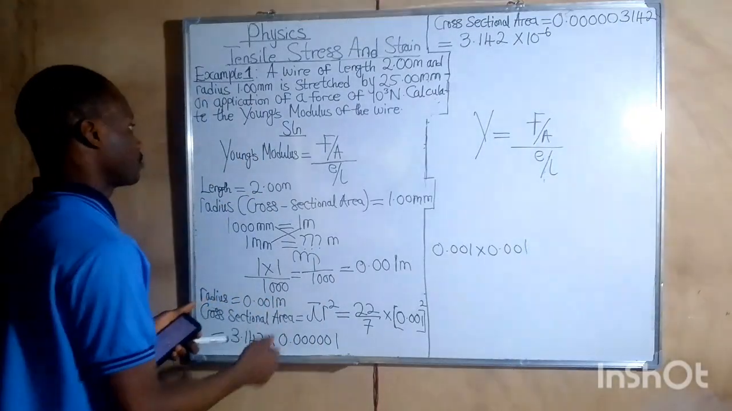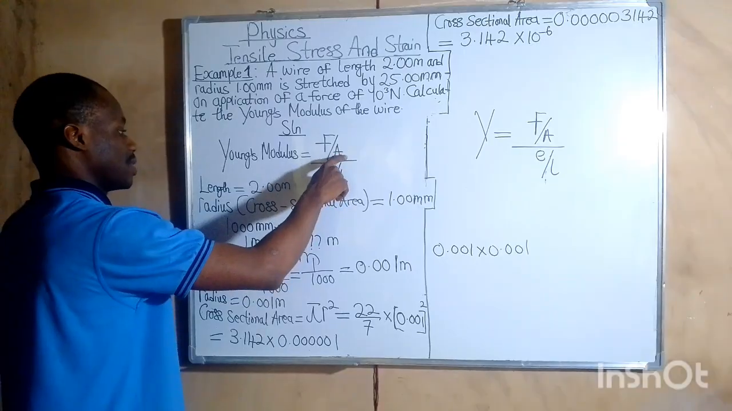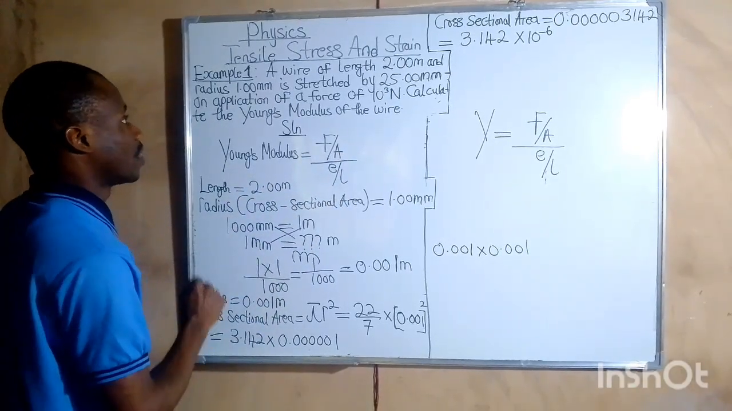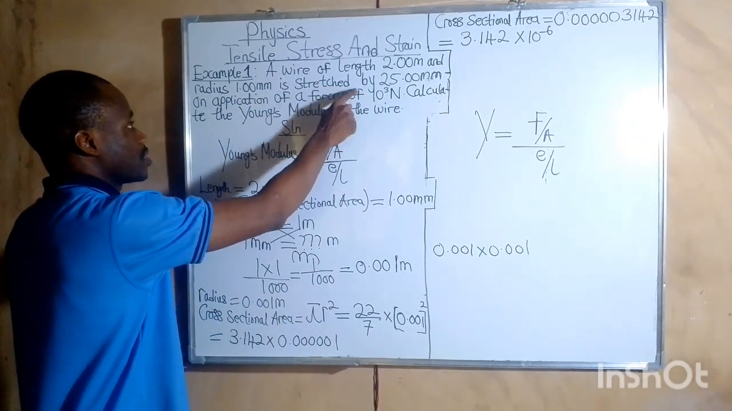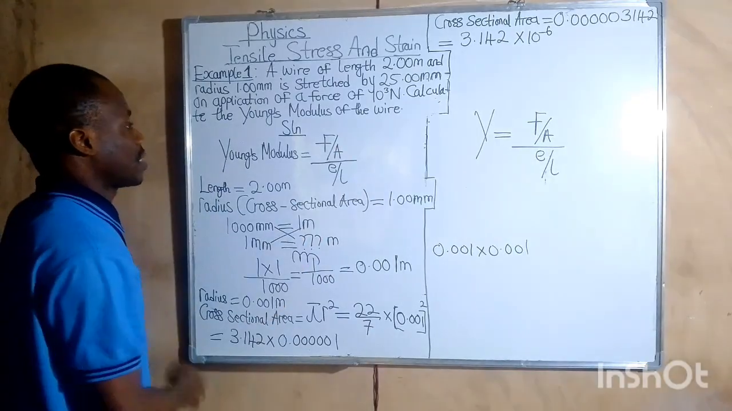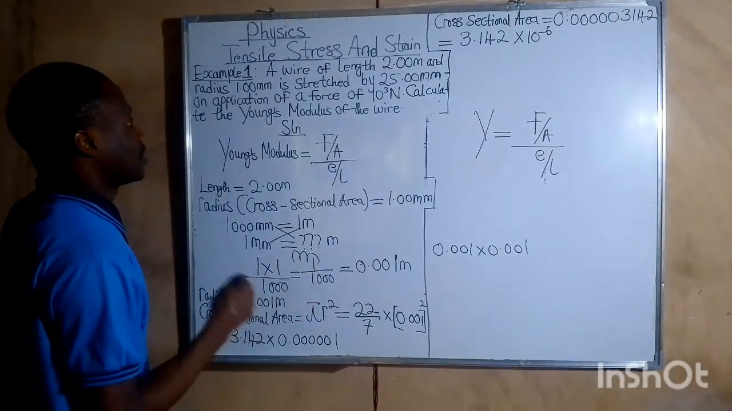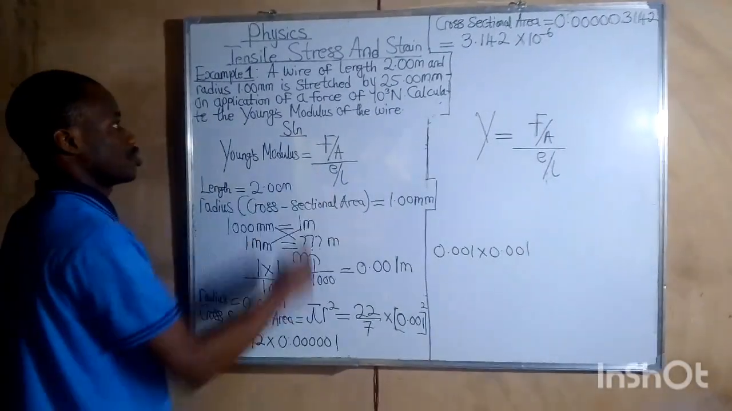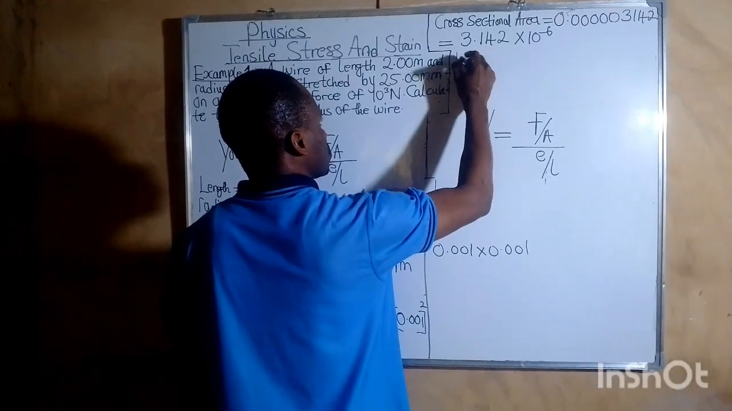We have gotten length. We have gotten A, which is a cross-sectional area. Now it said it is stretched by 25.0 millimeter. Since it is stretched by 25.0 millimeter, what does that stretch mean? The stretch means the extension. The stretch means the what? Extension.